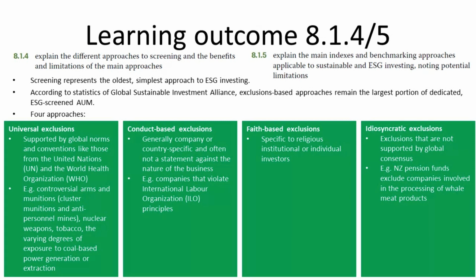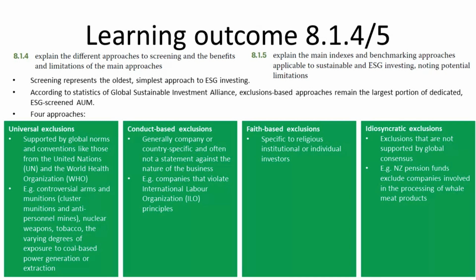Screening is the oldest and simplest approach, and exclusion-based approaches remain the largest portion of dedicated ESG screen AUM according to the statistics of the Global Sustainable Investment Alliance. This is not too surprising because, as mentioned, it's the simplest approach, so there's no surprise that so far this is the most widely adopted approach. And in screening, there are 4 main approaches.